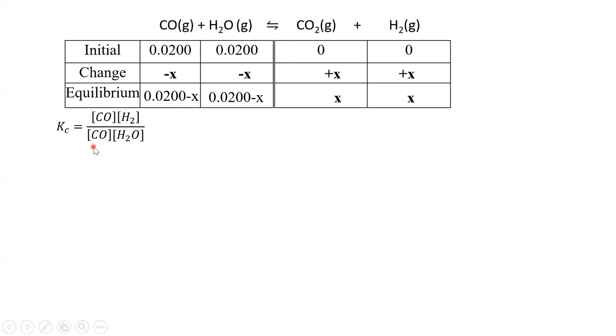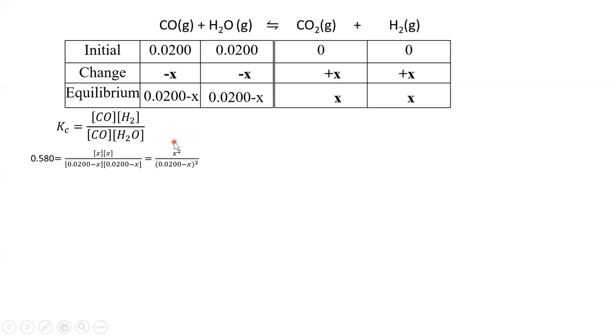All right. So we write our K expression. Ice charts and K expressions are like the key to equilibrium problems. Now, this time we know K, so we'll plug in 0.580 for K. We don't know what carbon monoxide and hydrogen are, but we know that they're both going to be equal to each other. So we're just going to say they're X times X. We don't know carbon monoxide or water, but we know they are both the same and they're 0.0200 minus X. So really we could simplify this and say X squared over 0.0200 minus X. Now, both the numerator and the denominator are squared on the right-hand side here.